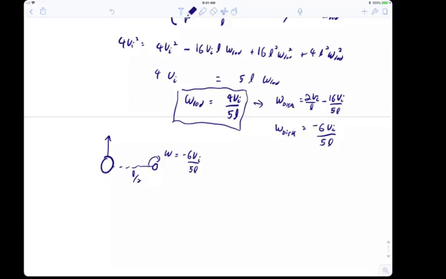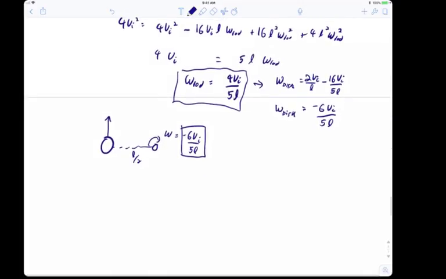Okay, that's your initial velocity. All right, so your final velocity is going to be your angular velocity times r, minus 6 V_I over 5 L times L over 2. So that's minus 3 V_I over 5. That's how fast you're moving after the collision. So that's fun, right? Sure, it's fun.